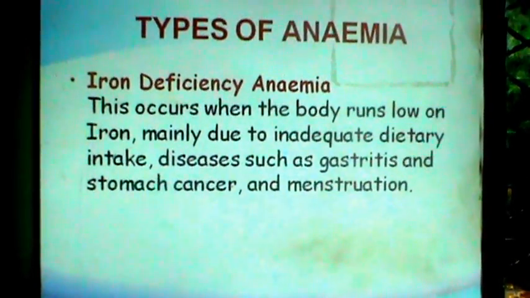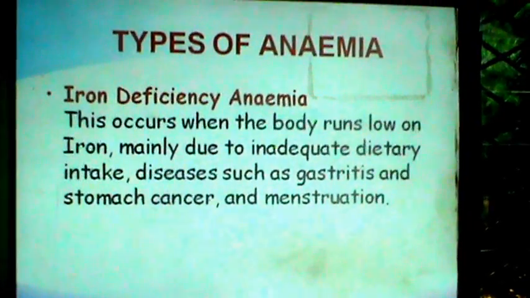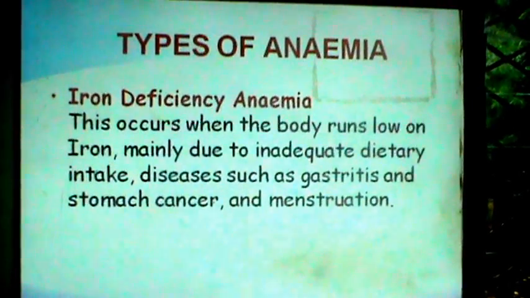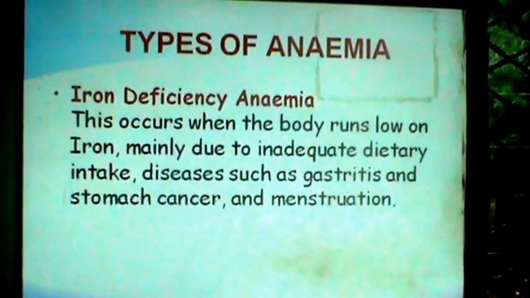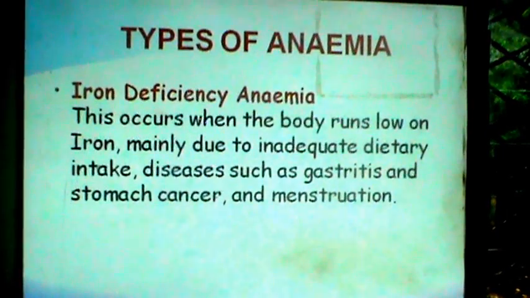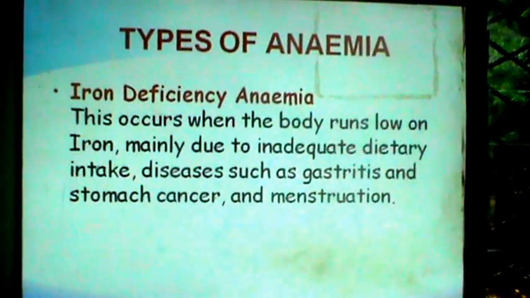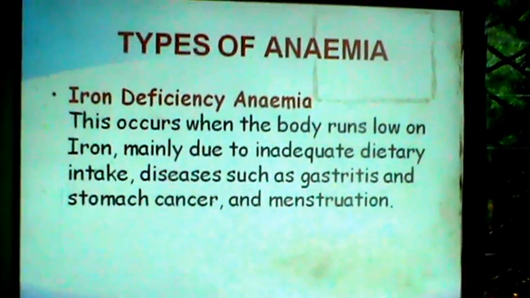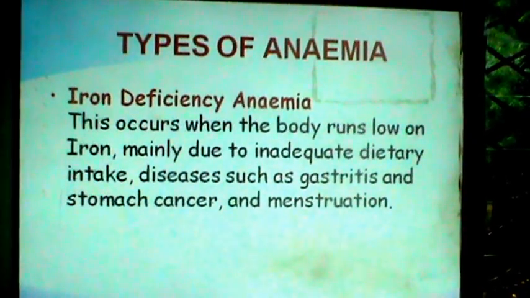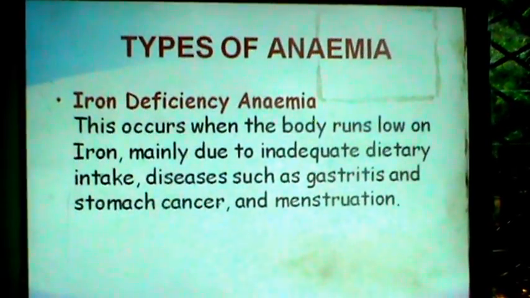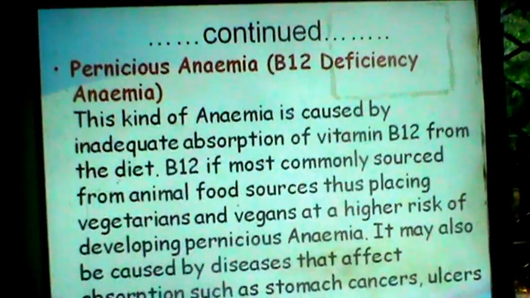There are many different types of anemia. The first one we are going to look at is iron deficiency anemia. This is the kind of anemia that occurs when the body runs low on iron, which is mainly due to inadequate dietary intake, diseases such as gastritis and stomach cancer, as well as menstruation.